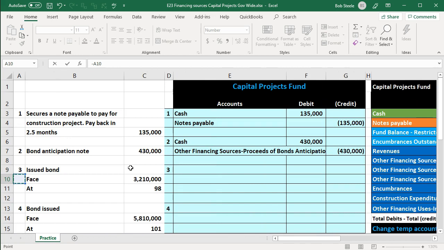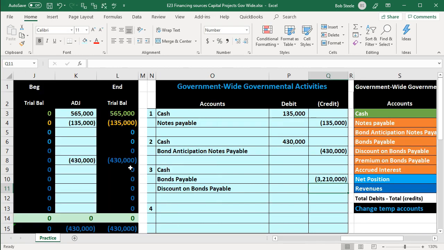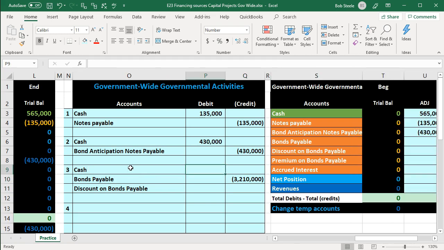I'm going to scroll back over. We're going to pick up the face amount of the bond, $3,210,000. There is that. Then we issued it at 0.98. So that's 98% of that 3,210,000. I'm going to flip the sign by saying negative instead of equal. That number times 0.98. So there's what we got. And that means that there's going to be a discount between the two, which we're going to put down here.